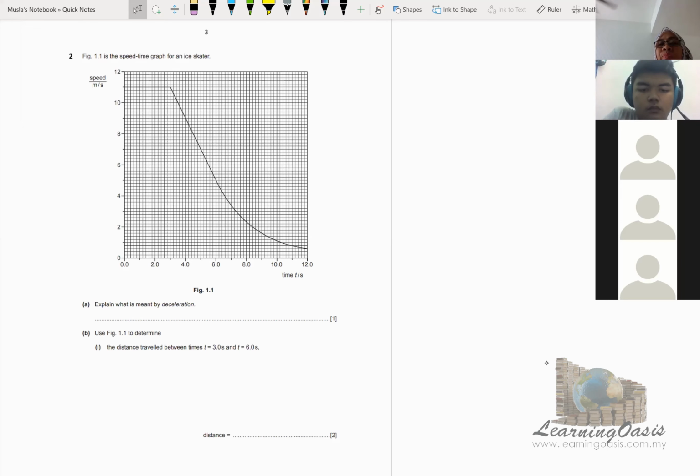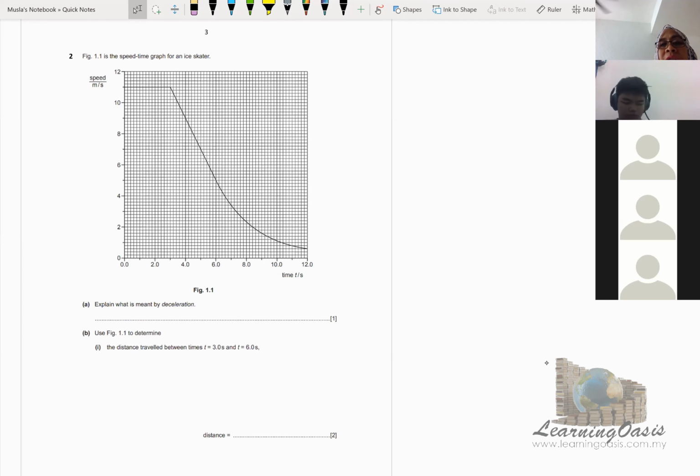Okay, done? Okay, and by deceleration? The decreasing in acceleration. Decreasing in speed. Alisa? Decreasing in speed. Asna? The rate at which an object slows down.